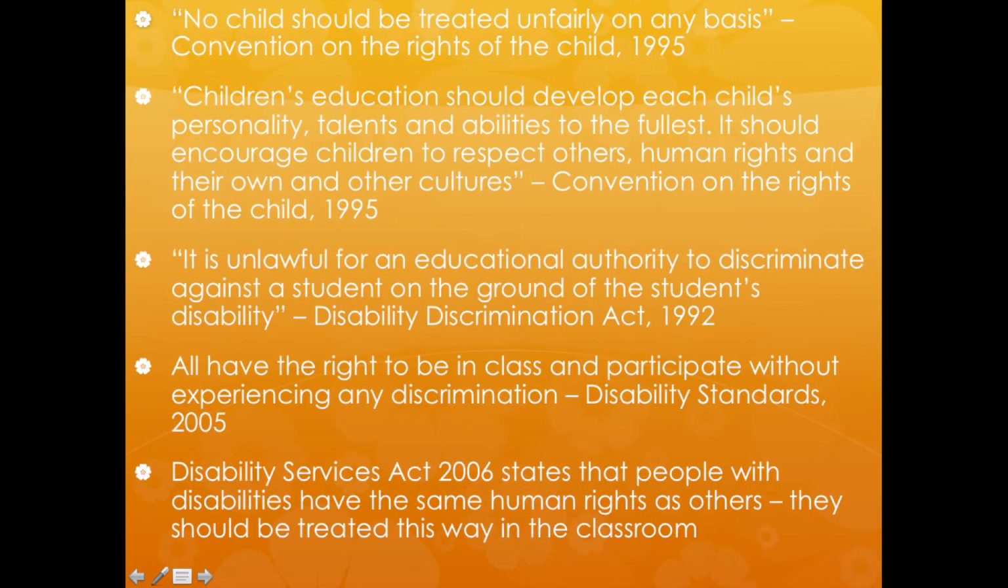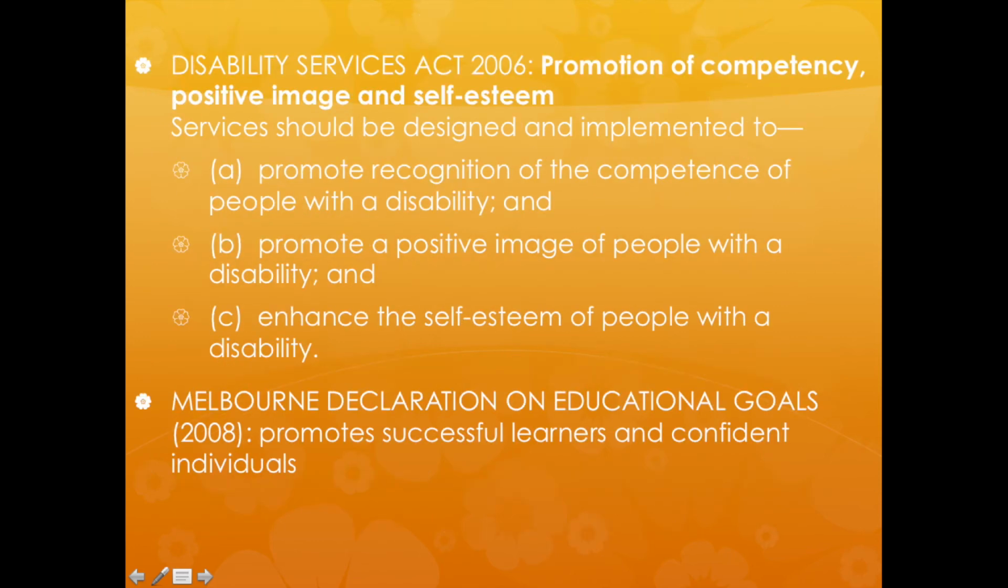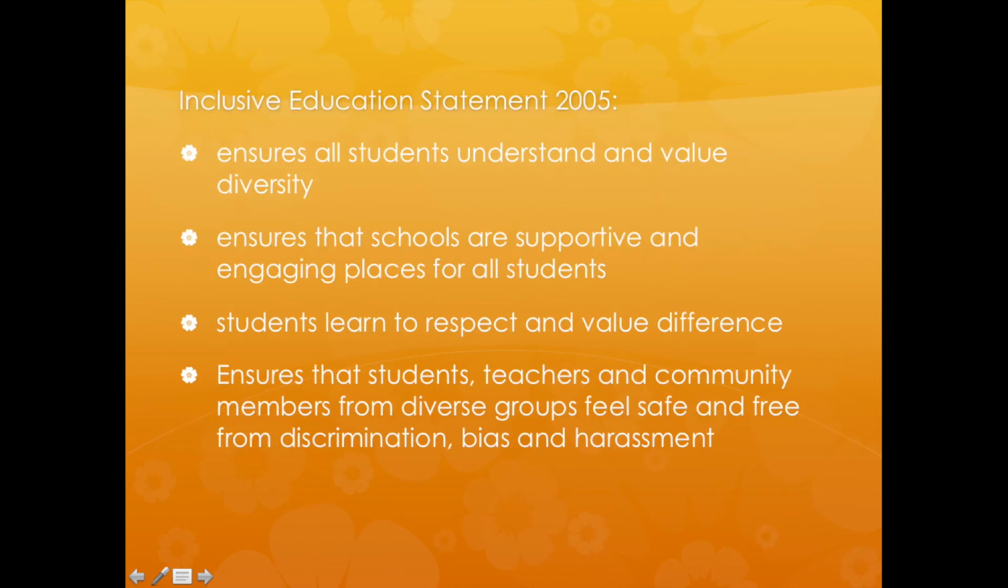The Convention on the Rights of the Child, Article 2 and 29, the Disability Discrimination Act 1992, the Disability Standards 2005 and the Disability Services Act 2006 all state that children have the right to an education free of discrimination. The Disability Services Act also endorses developing individuals and including them to promote positive images and enhance self-esteem. The Melbourne Declaration on Educational Goals aligns with this by promoting successful learners and confident individuals. The Inclusive Education Statement 2005 also supports many of the ideas mentioned.